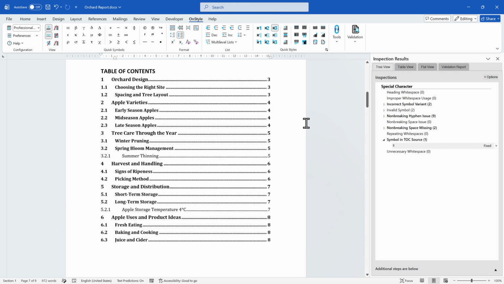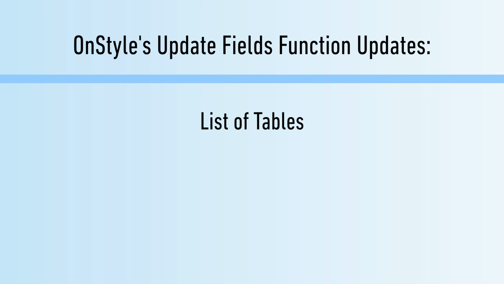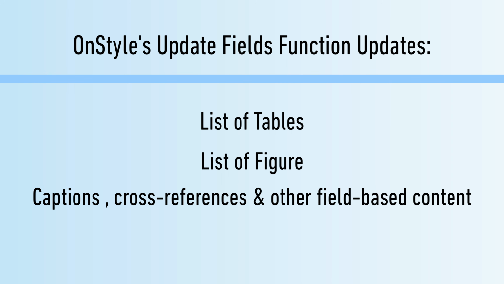This is useful because Word's normal Update TOC refreshes only the selected table of contents, while OnStyle's Update Fields refreshes the TOC together with other document fields, such as lists of tables, lists of figures, captions, cross-references, and other field-based content. So after changing headings, tables, figures, or captions, Update Fields is a safer one-step refresh for the whole document package instead of updating only one TOC item.